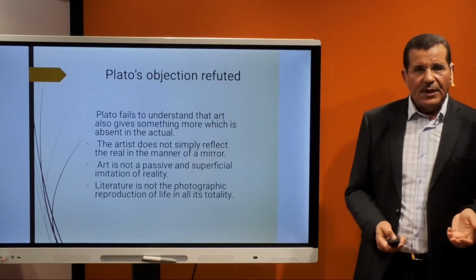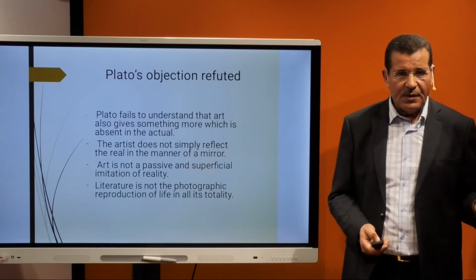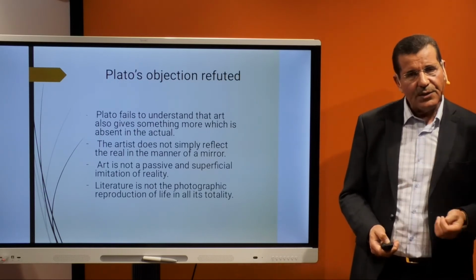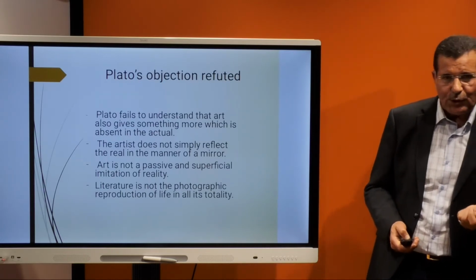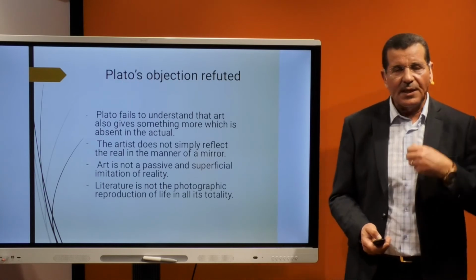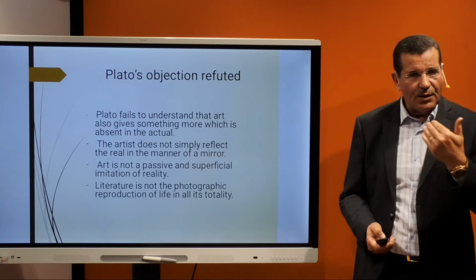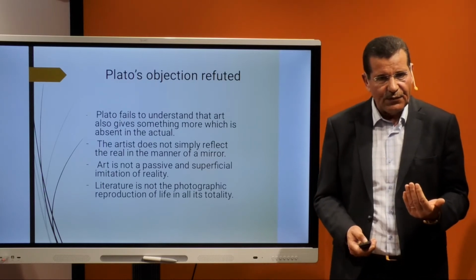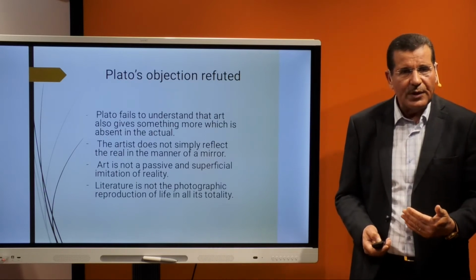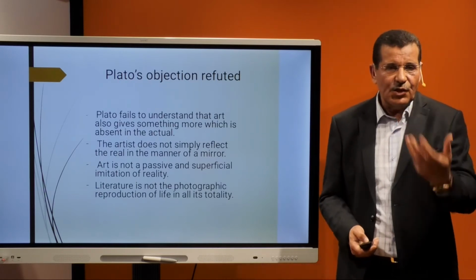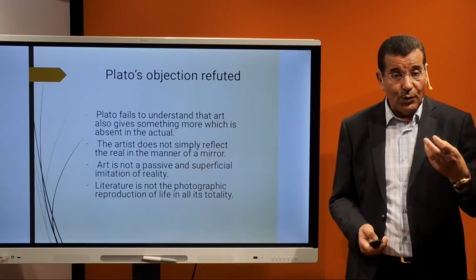Of course, these ideas here are completely refuted. First, because Plato fails to understand that art also gives something more which is absent in the actual world, and the artist does not simply reflect the real in the manner of a mirror. Art is not a passive or superficial imitation of reality, but it reproduces life in all its totality, and it is an addition. There are views, there is vision introduced by the human imagination.